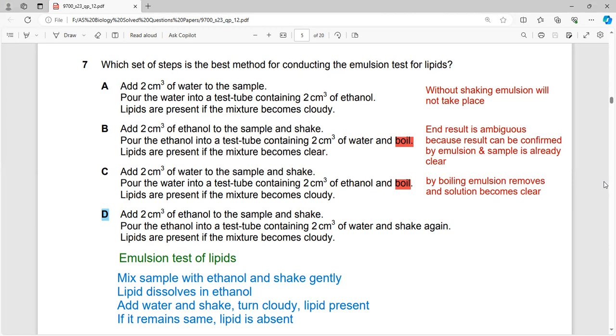First, we add 2 cm³ of ethanol to the sample and shake it. Then we pour the ethanol into a test tube containing 2 cm³ of water, and shake it again. If lipids are present, the mixture will become cloudy. So this is the correct method to perform the emulsion test. So this is the correct option here.